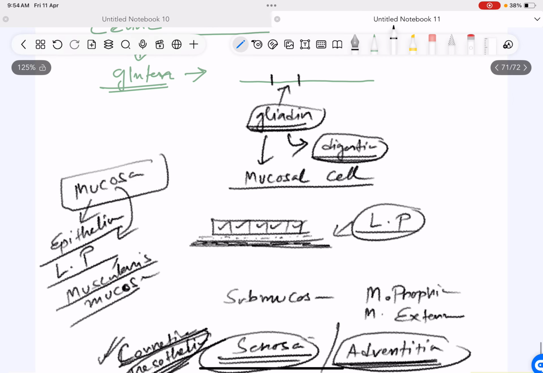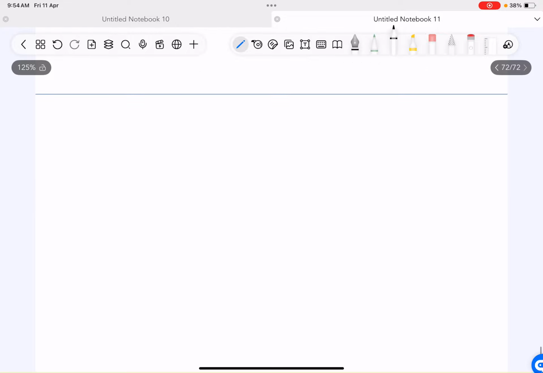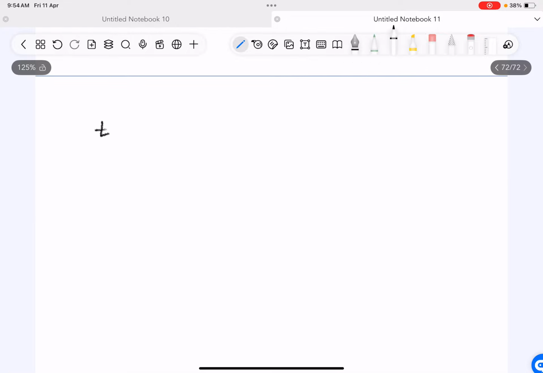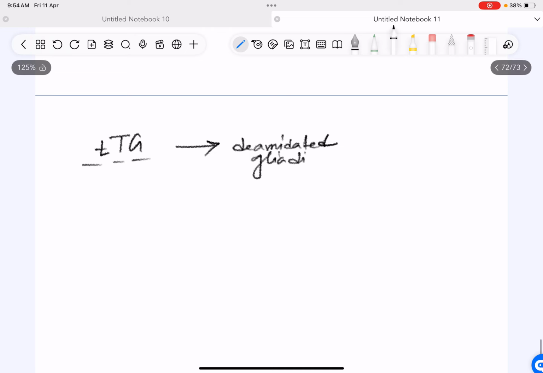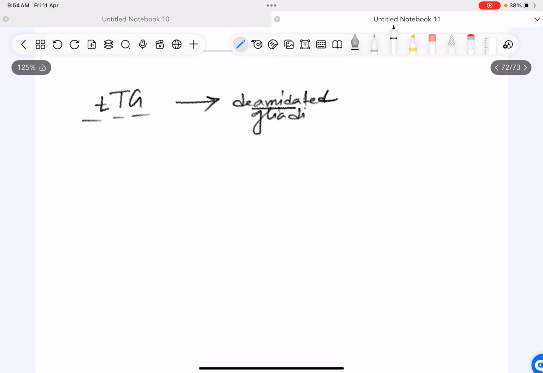Back to it: gliadin reached this layer, the lamina propria. Inside the lamina propria there is an enzyme written in short as small t, capital T, capital G. It is tissue transglutaminase. This enzyme, present in the lamina propria, will cause deamidation of the gliadin. So now this gliadin is even more dangerous. Now it is a deamidated gliadin, meaning the amide group is removed.